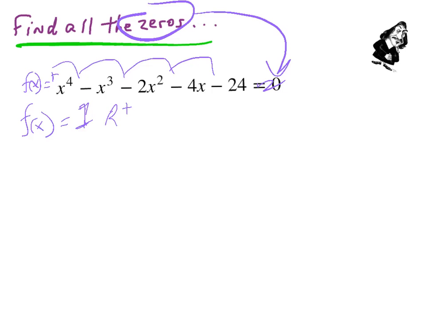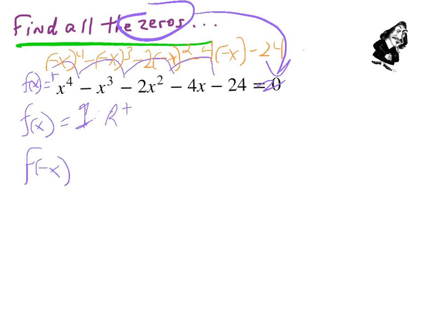Okay, that's good to know. How do you find the negative reals? Well, you plug in a negative x. If we were to do that, that would give us this: a negative x to the 4th minus a negative x to the 3rd, minus 2 times a negative x squared, minus 4 times a negative x, and minus 24.